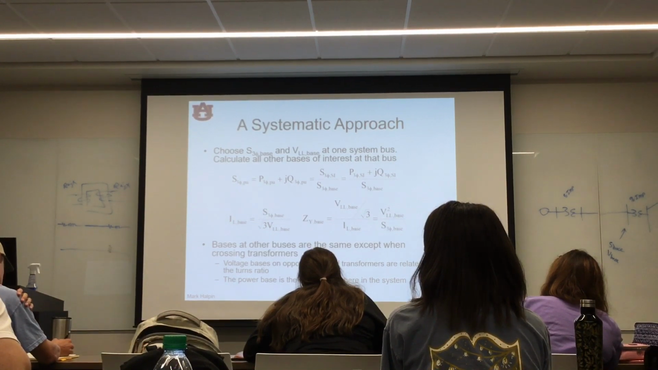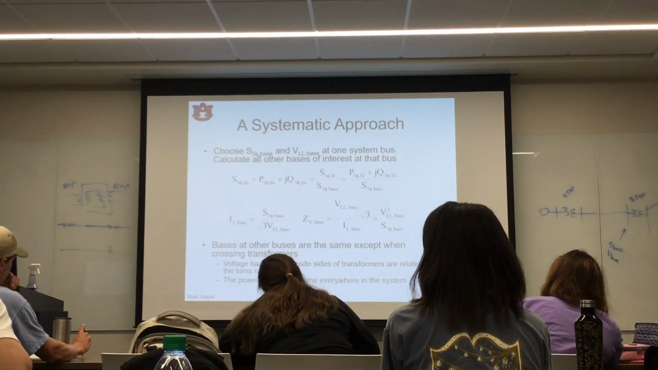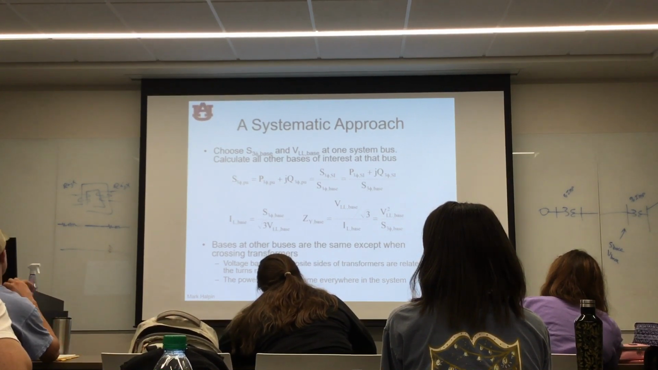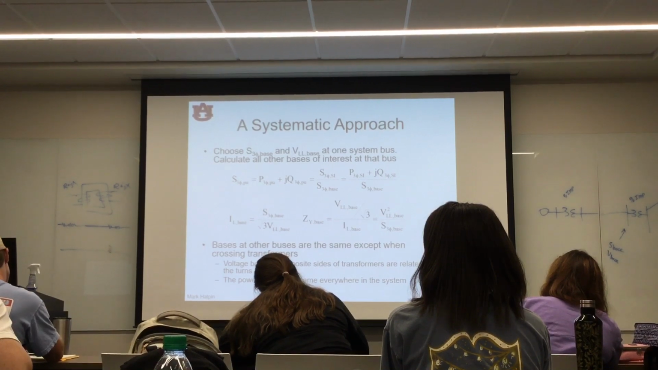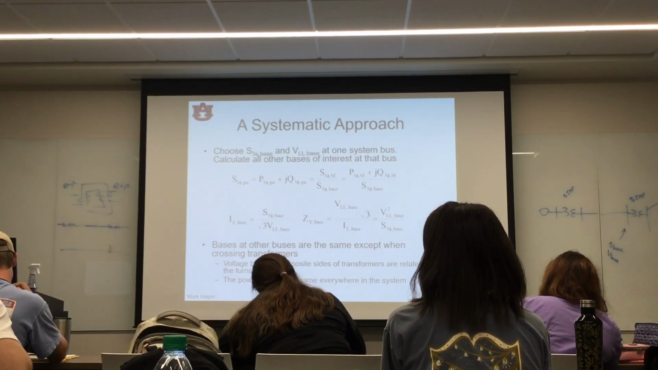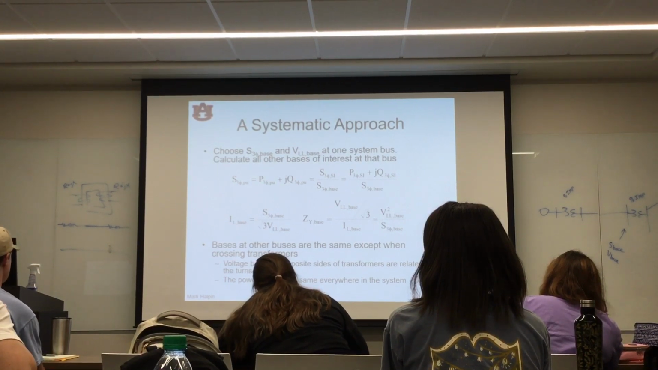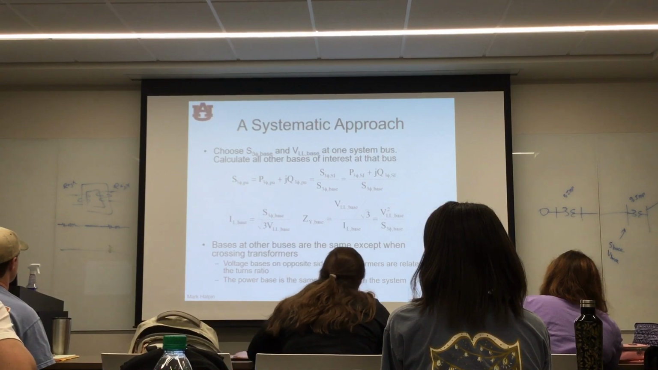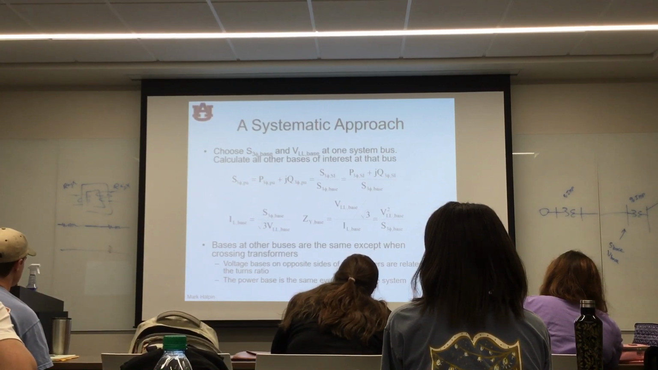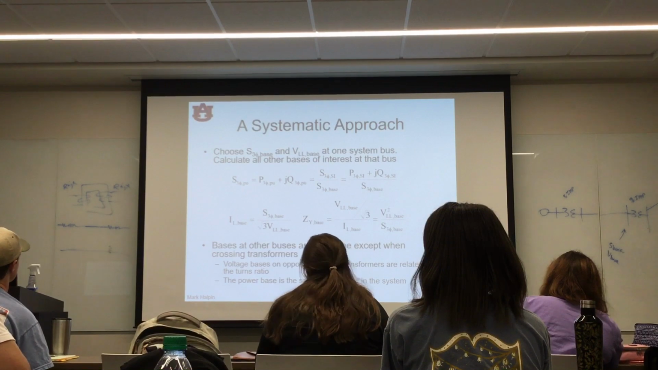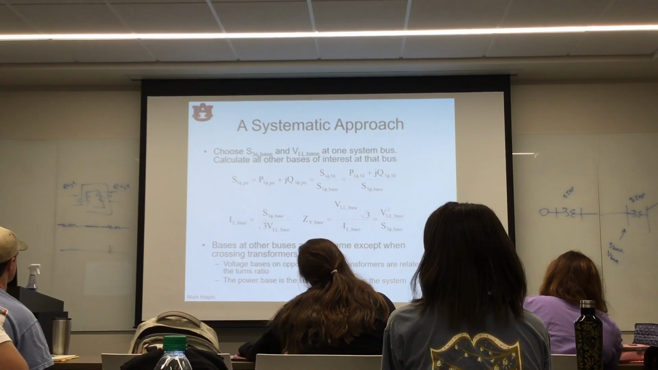Okay? Now, just like we've talked about, once I pick bases and calculate others that I need, once I do that in any circuit, the bases are the same everywhere until I move across the transformer in the circuit. When I move across the transformer, the voltage base changes. And as soon as that happens, then all the other bases change as well, except power.